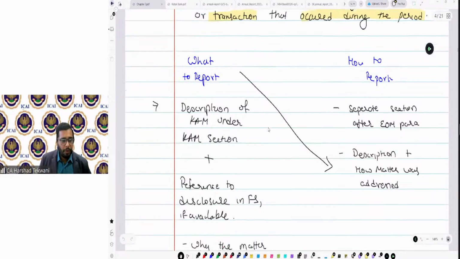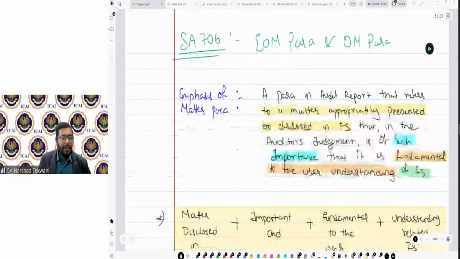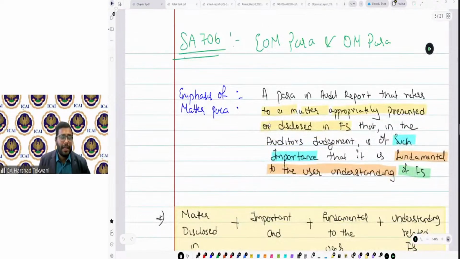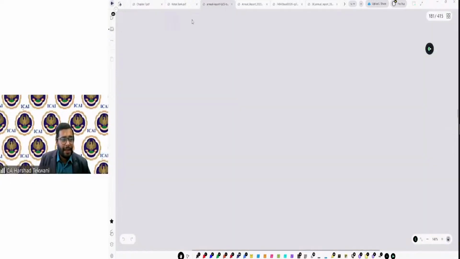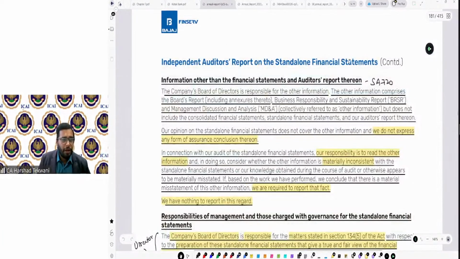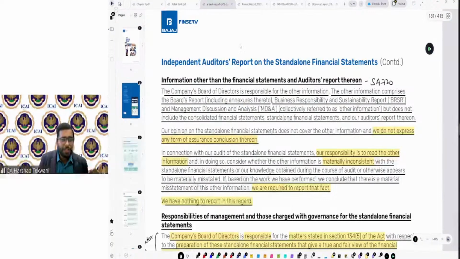Okay, so at that particular point in time, we understood how to report when there is no CAM available. Okay, then we discussed SA 706, the EOM paragraph and OM paragraph, when the EOM paragraph will be appropriate, when the OM paragraph will be appropriate. SA 600 and the OM paragraph together. In case of a consolidated audit, we saw with an example. Remember that in case of a consolidated audit report, we saw how the OM paragraph changes.